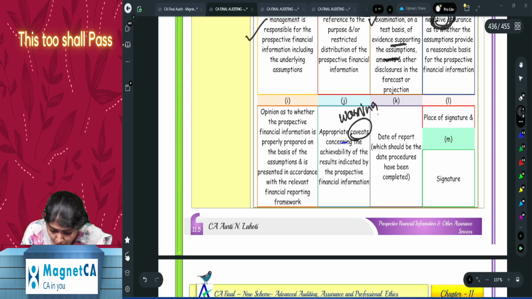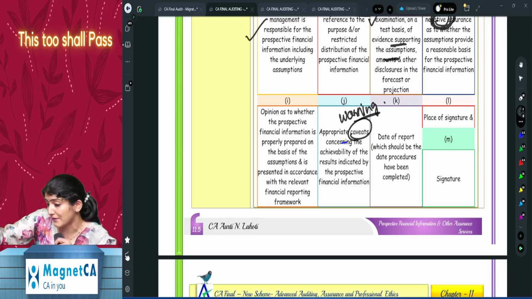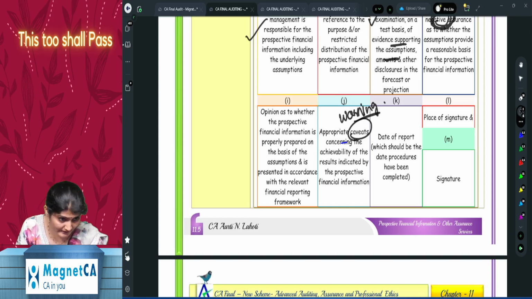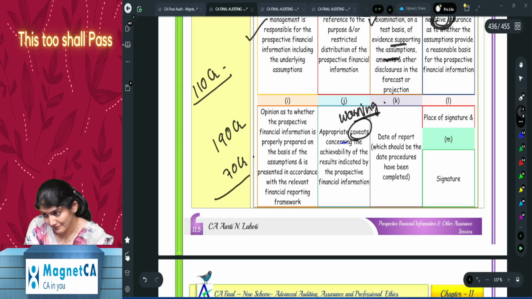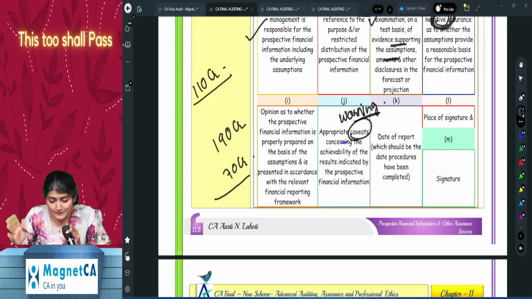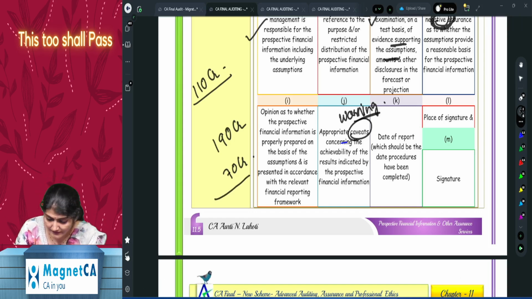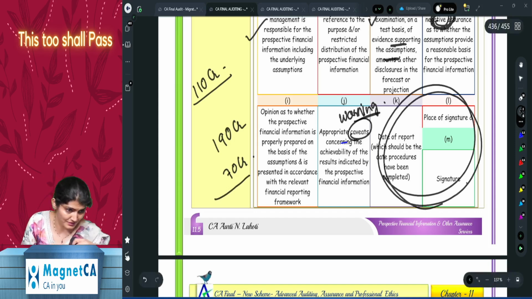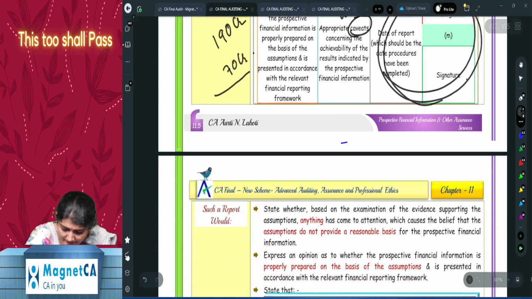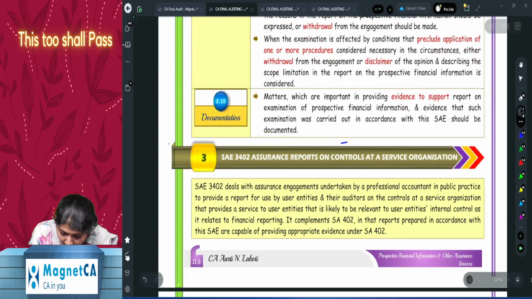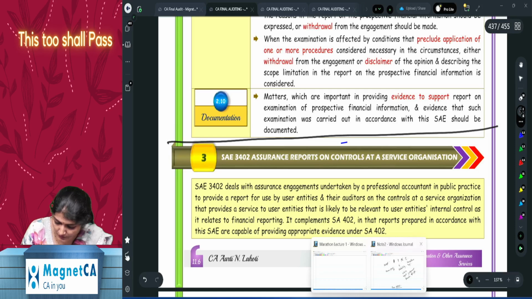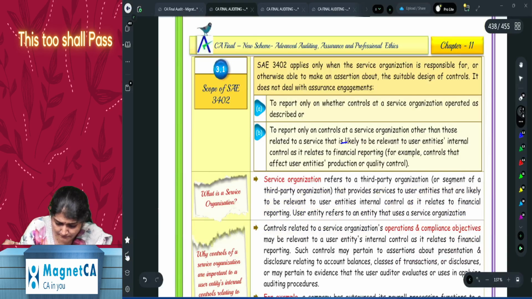Whatever is told over here is future oriented. It may or may not happen, and the actual results may deviate from the expectation significantly. We said sales will be 110 next year, but it might become 190 also, it might become 70 also. So the warning: what is told in this prospective may or may not occur. And then signature, place and date. Towards the end you have the signature, place and the date. Right, so that's your prospective financial information, SAE 3400.